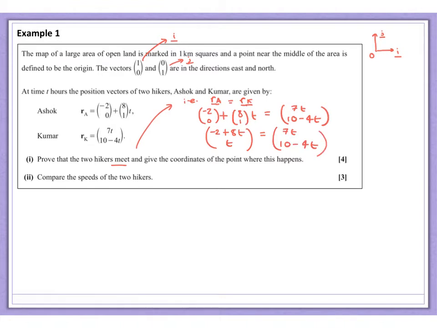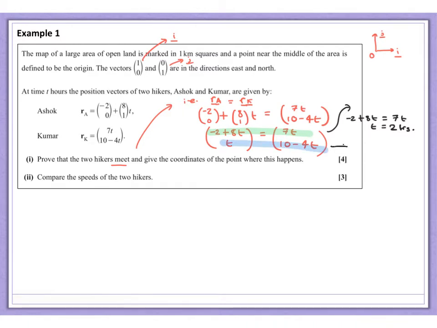So let's have a look at the i direction and what that tells us. So these components here. Remember, if two vectors are equal, then their i components must be equal and their j components must be equal. So comparing the i components tells us that -2 + 8t is equal to 7t. This gives us that t is equal to 2 hours.